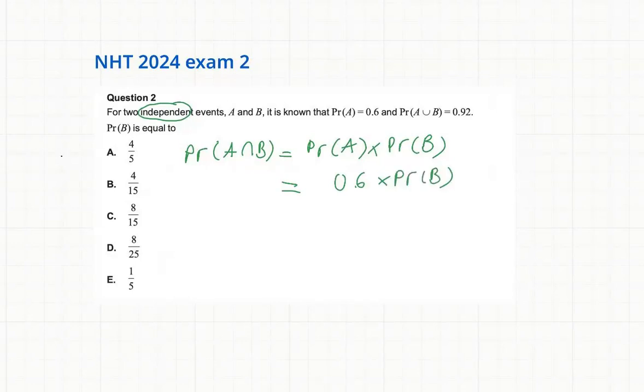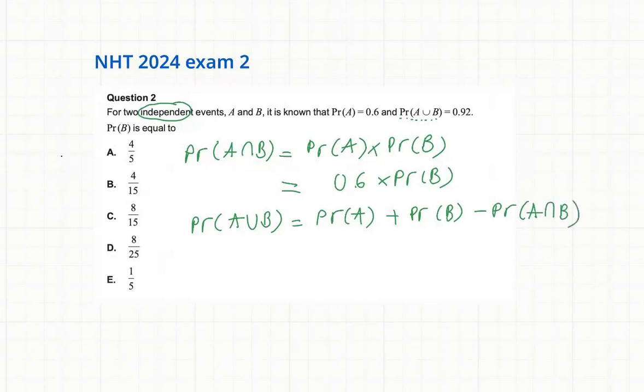And the second piece of information is the union between two events. So when we have the union of two events, to calculate its probability, it will be the probability of A plus the probability of B minus the probability of A intersect B. Does it make sense? So we can plug in the numbers once again.